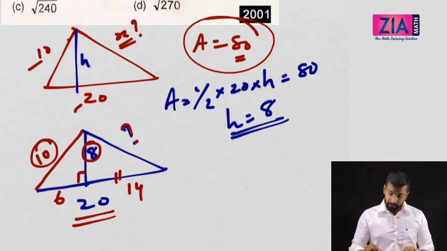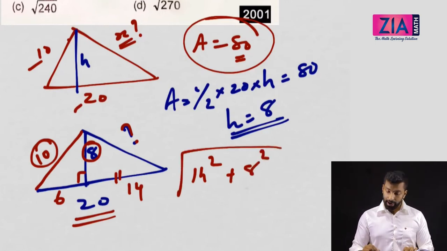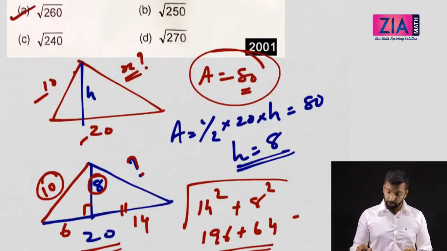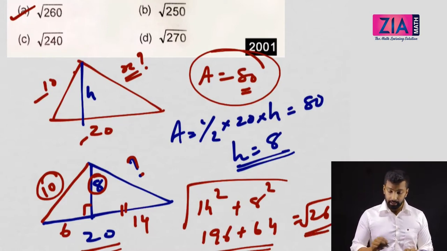That's easy, right? 14 square plus 8 square. So 196 plus 64. What is the answer? Root of 260. So you'll get 260, and you take the root of it to get this side. So I hope this is clear.